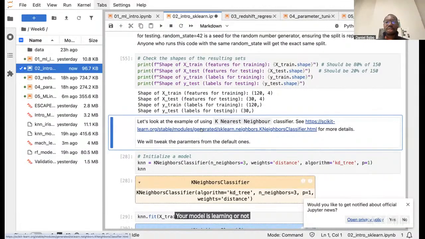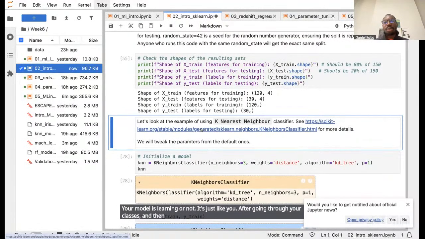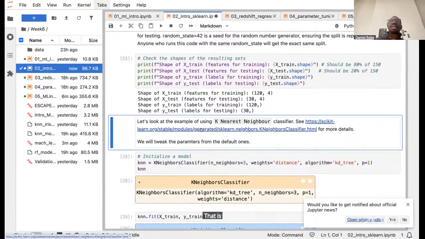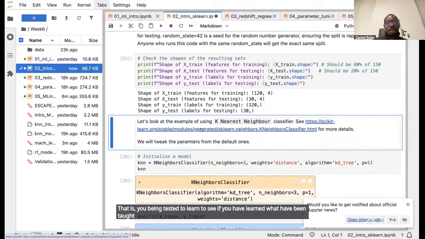It's just like after going through your classes, they tell you, hey, we have a quiz tomorrow, or we have a test, we have an exam. That is you being tested to see if you have learned what has been taught to you. So it follows the same process.